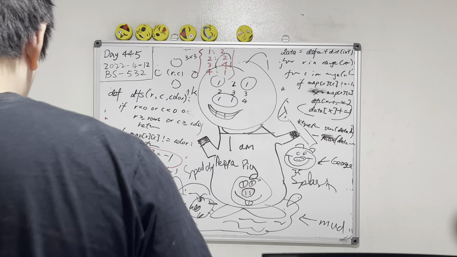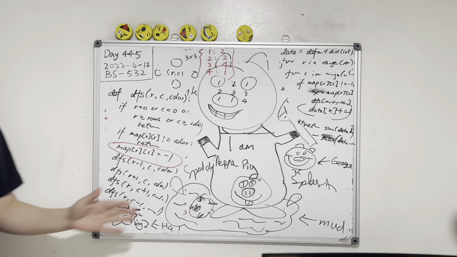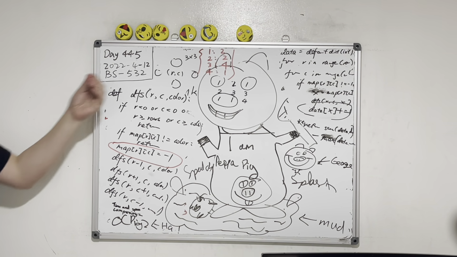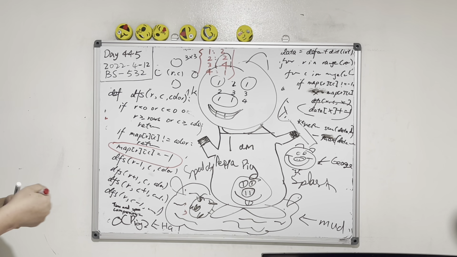Hello, Mr. Right? Okay, so remember we talked about this color map thing. So we use the depth search. The problem was, what was the problem? Okay, so let's review this a little bit.